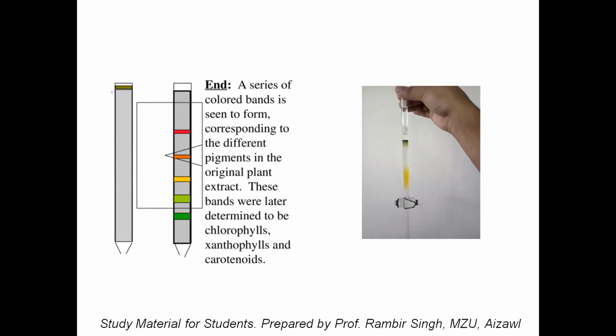Now, what is the lambda max of protein? Sir, I don't know. Lambda max of protein is 280 nanometers. So if it is 280 nanometers, then it will be colorless.